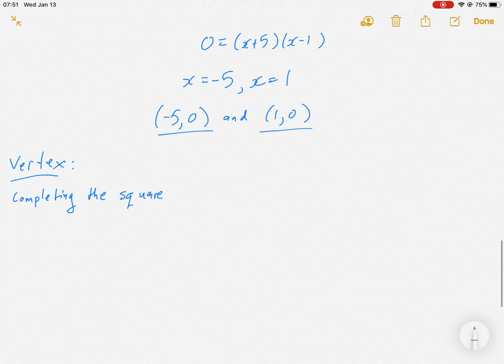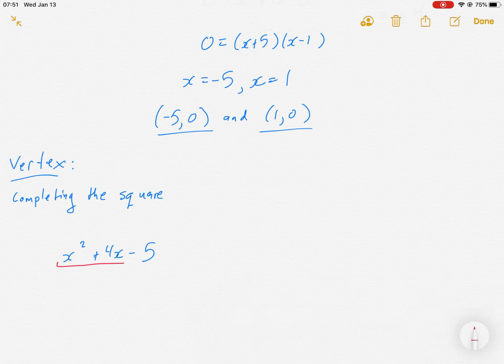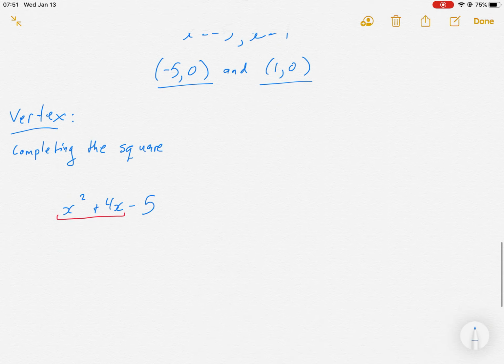And what completing the square means is that I have this function x squared plus 4x minus 5. What I want to do is make this a perfect square. And so in order to do that, I have to figure out what to add to it in order to make a perfect square. So let's review some of the perfect squares.